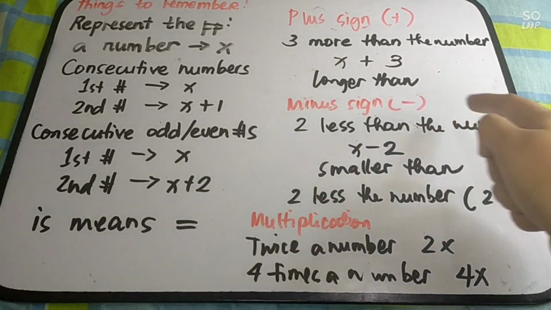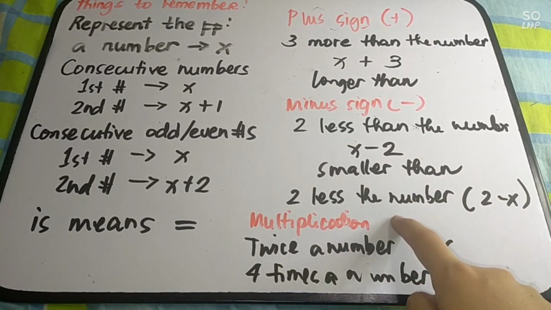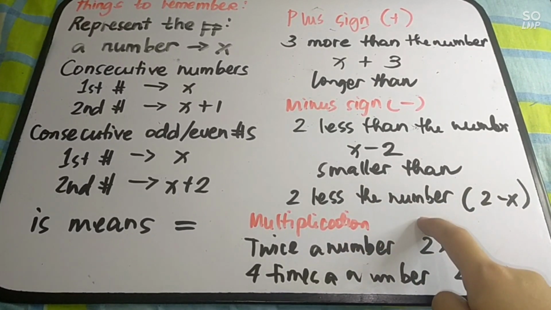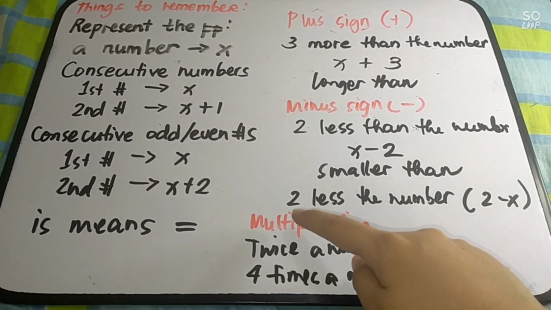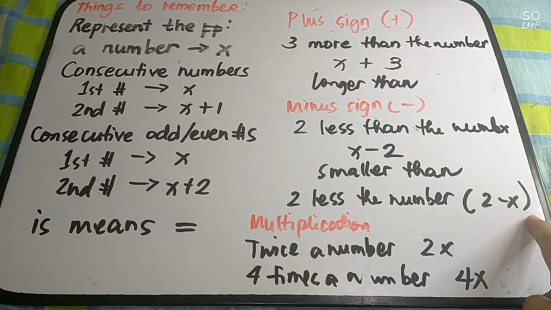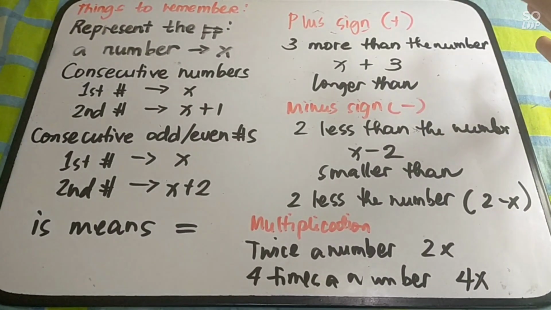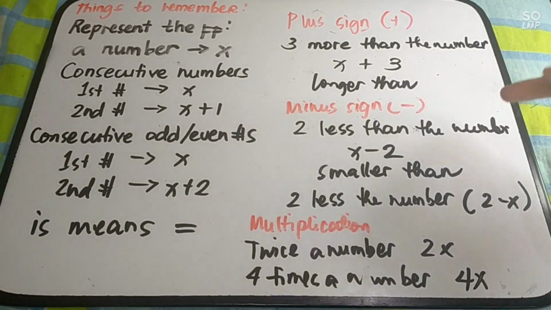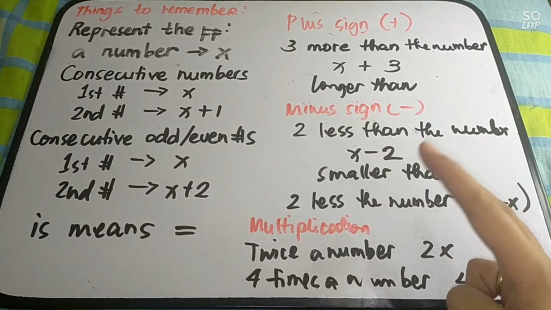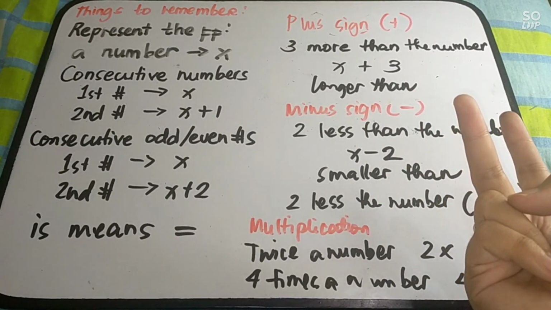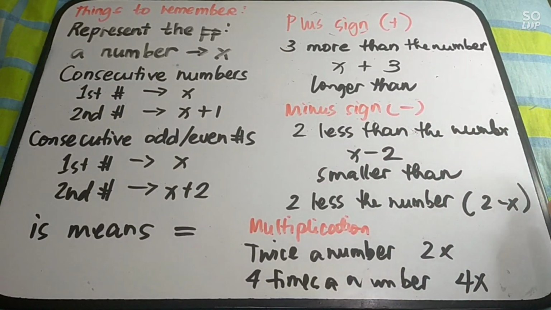Is it clear? Halimbawa namang 2 less the number. Kapag ganito ang inyong given, 2 less the number, wala kang narinig na than, wala kang nabasang than, so you will write it as 2 minus x. Naintindihan? Kasi kapag plus sign, walang effect yan. Ang magkakaroon lang lagi ng effect sa minus sign kapag nagkabaliktad yung number mo at saka yung given mo. Is it clear? Kailangan iintindihin mabuti yung tanong.